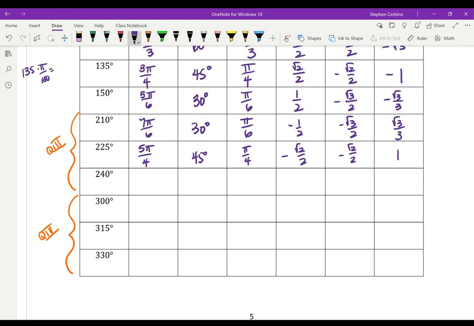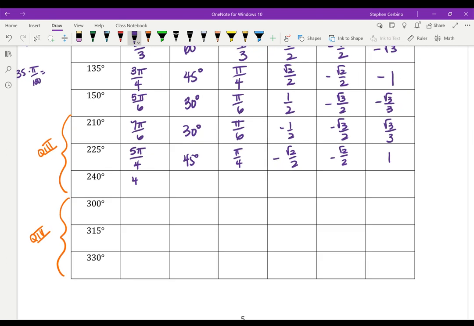240, the reference angle is 60, and there are 4 60s that go into 240, so 4 pi over 3, 60-degree reference angle, pi over 3 for our reference radian measurement. For 240, 60-degree reference angle, this would be square root of 3 over 2, but negative. This would be 1/2, but negative, and this would be positive square root of 3.